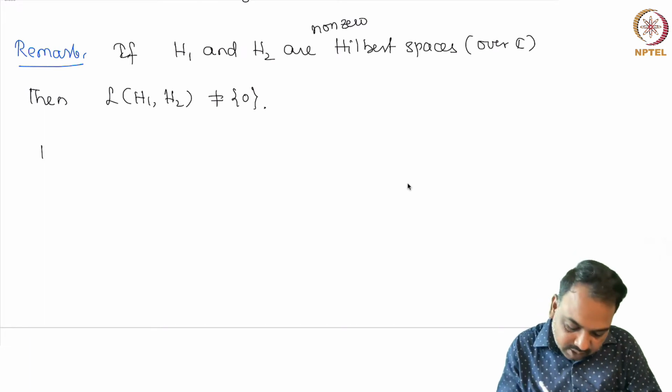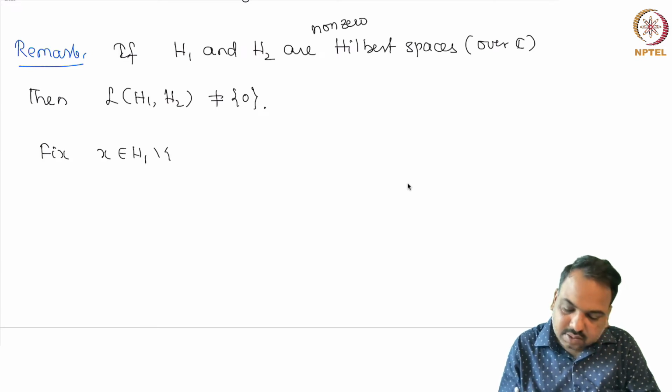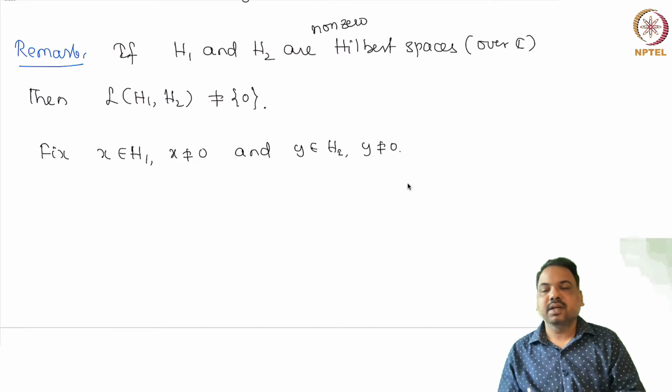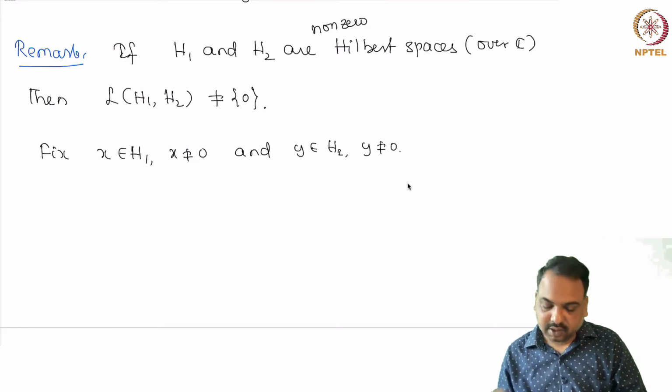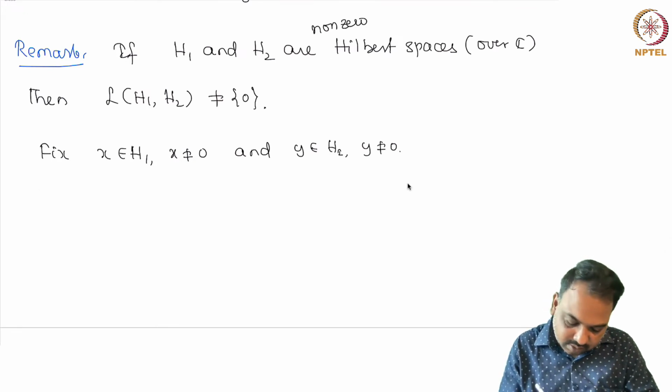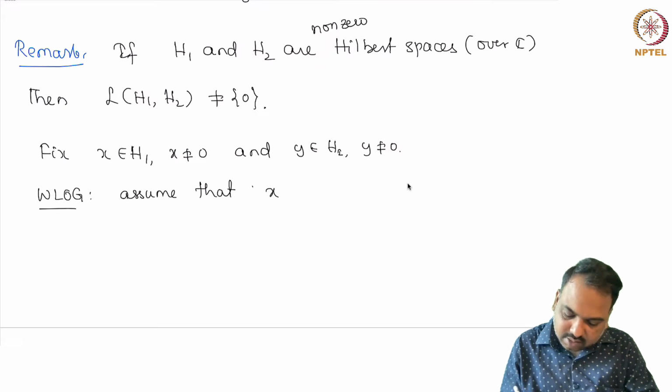Okay, so let us fix some non-zero vector x in H1, and y in H2, y non-zero. We can find a linear map which sends x into y. So without loss of generality, we can assume that norm x is 1 in the Hilbert space H1.